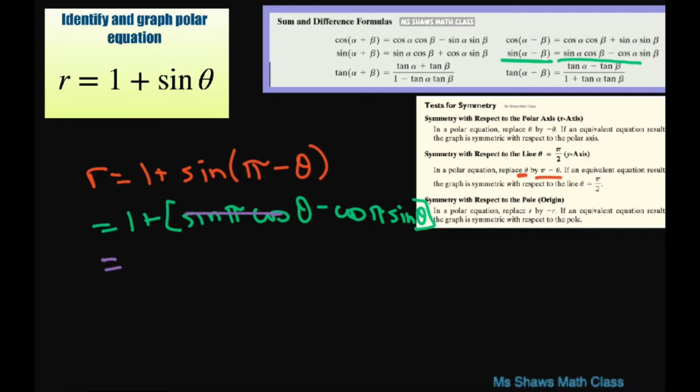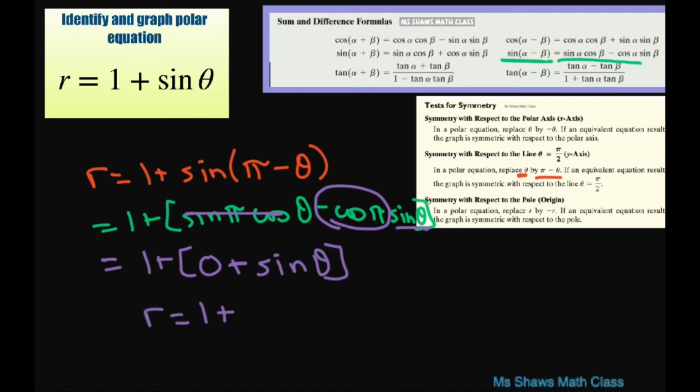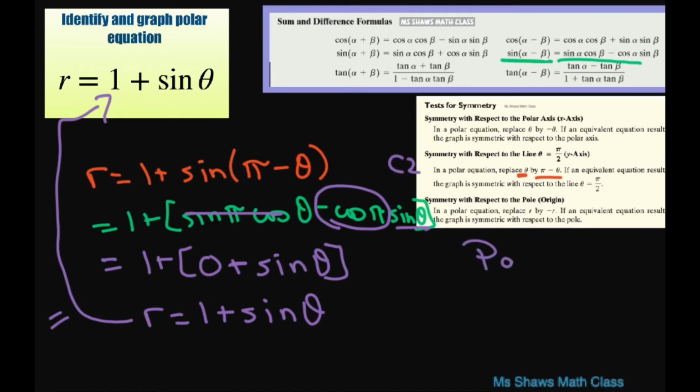Sine of pi is 0, so you get 1 plus 0, plus cosine of pi is negative 1. So you're going to have minus and negative gives you a positive, and then sine of theta. This leaves us with r equals 1 plus sine of theta, which is equal to our original equation. That means our condition 2 test passes. So it is symmetric to the line theta equals pi divided by 2.